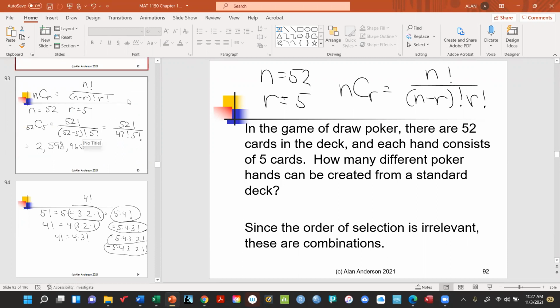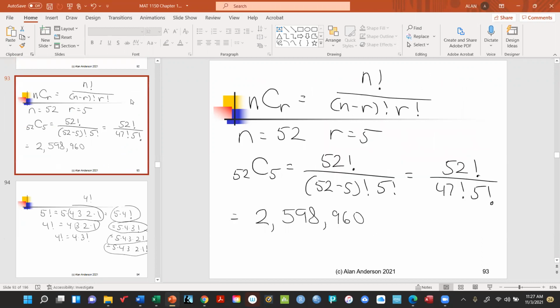So let's take a look at this. When you plug in the numbers, ultimately you can reduce this to 52 factorial over 47 factorial times 5 factorial. And that gives us a number of just under 2.6 million hands. That's a lot of hands. Anyway, that's how combinations work compared to permutations.